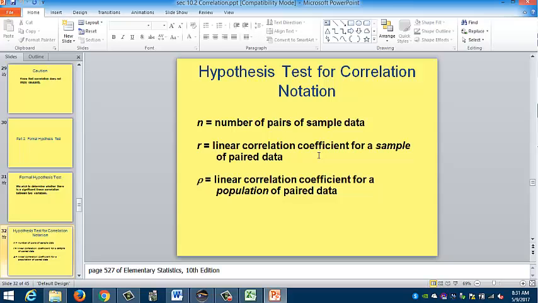They say n is the number of pairs of sample data. They say r is the linear correlation coefficient for a sample. And then they say this Greek letter is the linear correlation coefficient for a population. Do you remember what that Greek letter is, by the way? I mentioned it once. It's called rho. Let me write it down for you so you know it.